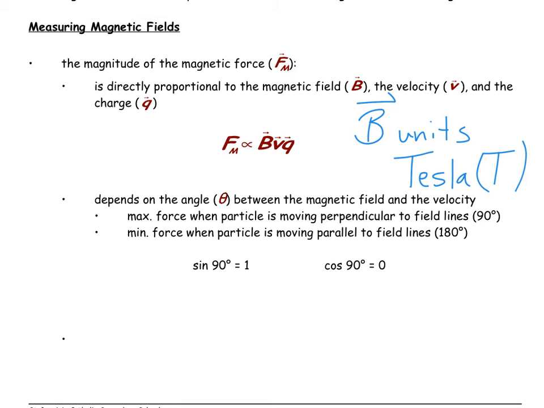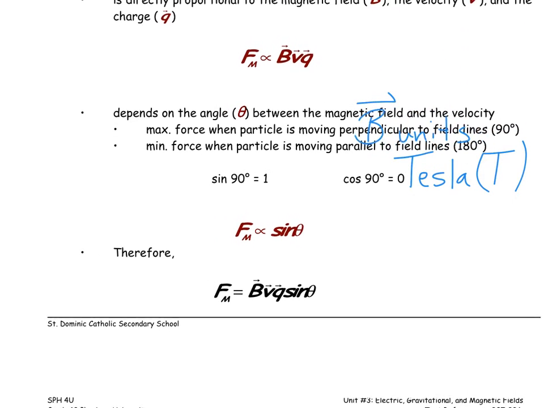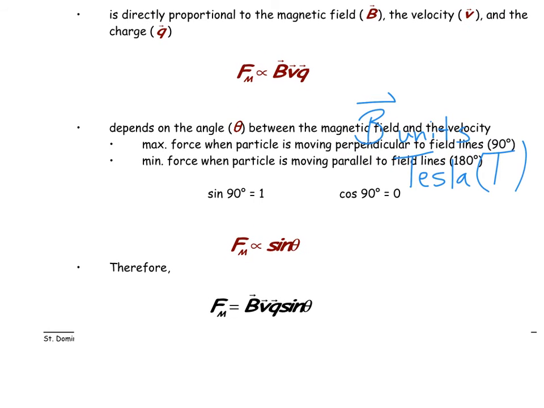That allows us to add in that angle component and say that the magnetic force is proportional to the sine of the angle. Putting all of those components together, we end up with this function here: the magnetic force is equal to the magnetic field times the velocity of the moving charge times the charge of that particle times the sine of the angle. So let's explore that a little bit more.